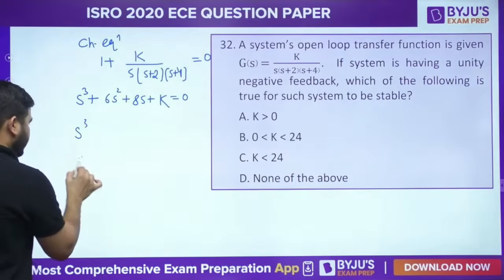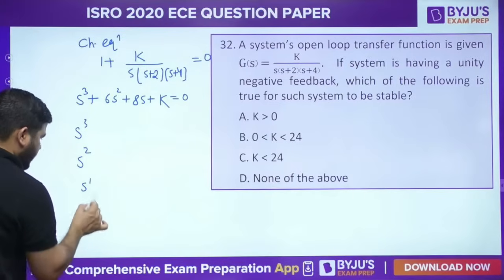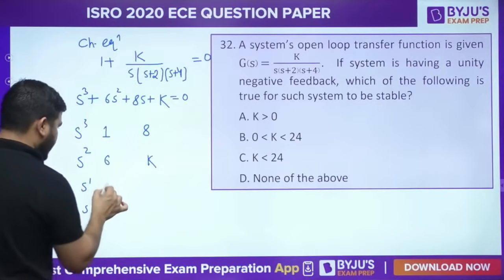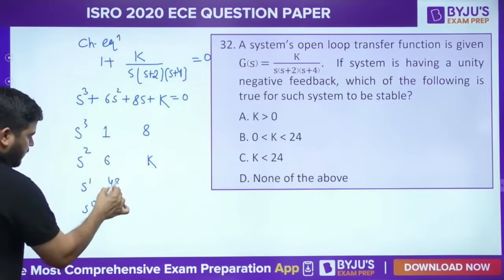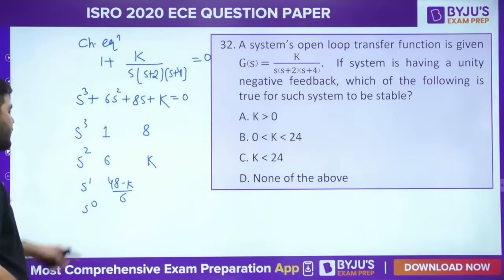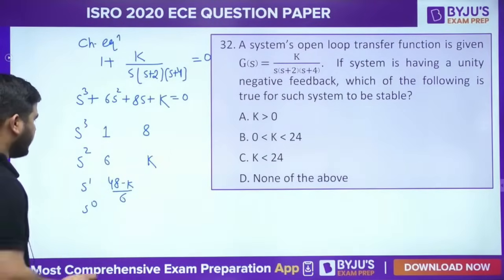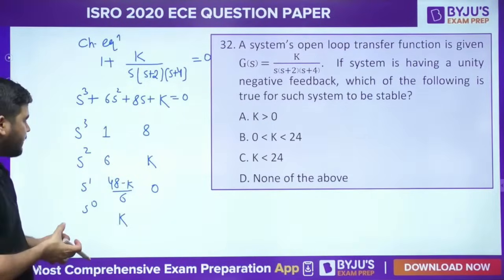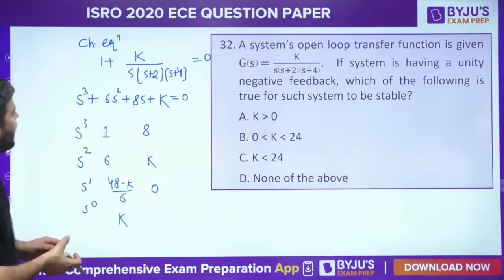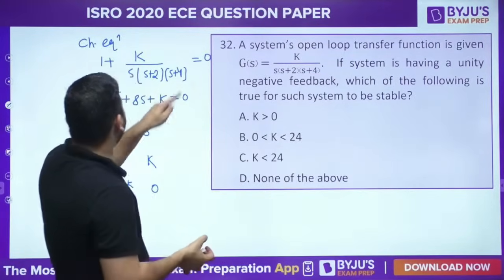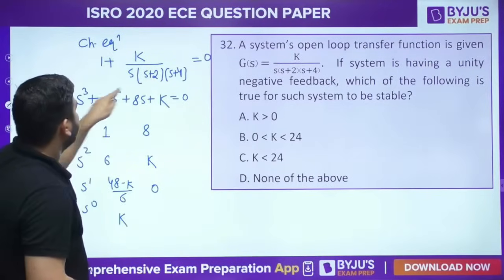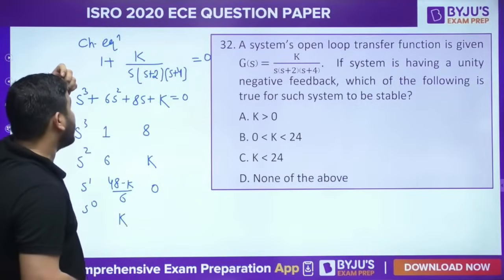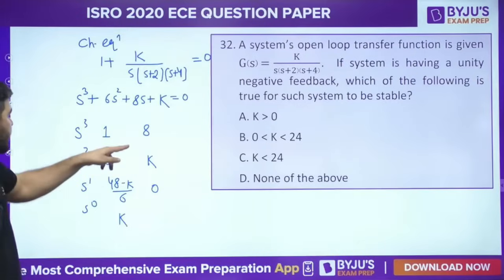Now you can apply Routh. The coefficient is 1 here, this is 8, this is 6, this is K. Then 6 into 8, 48 minus K, divided by 6, and this is 0. Here you will get K. Now to make the system stable, wait a minute, have I done it correctly? S into (S plus 2) into (S plus 4). So it will become S cube plus, what is the coefficient of S square? 2S plus 4S, 6S square. That is correct. 8S plus K. I think it's correct.